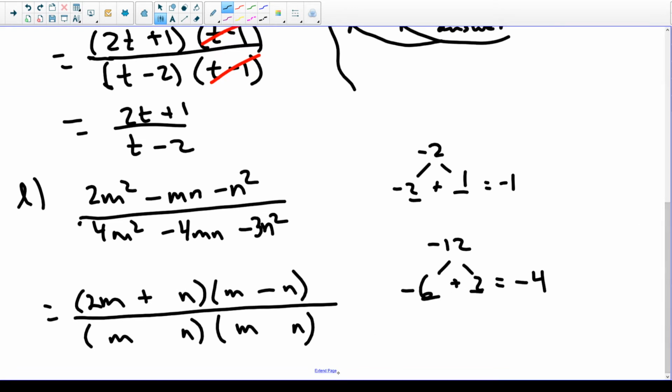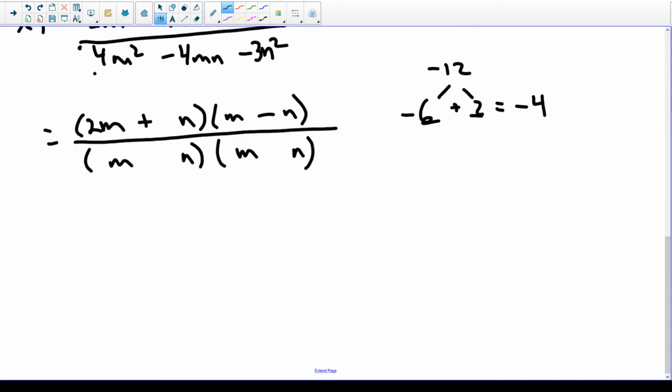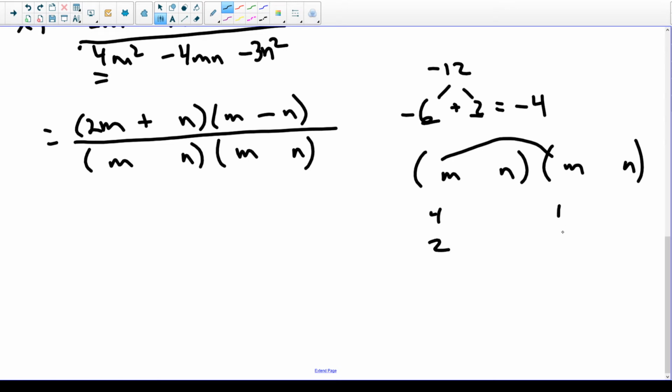So we've got to look at our 4, and I'm going to do this off to the side just to show you what's going on. So I know it's going to be m and n in both of these brackets, but the FOIL part has to multiply to the 4m squared. So what are my two options? I have 4 times 1, or I have 2 times 2 that gives me 4.